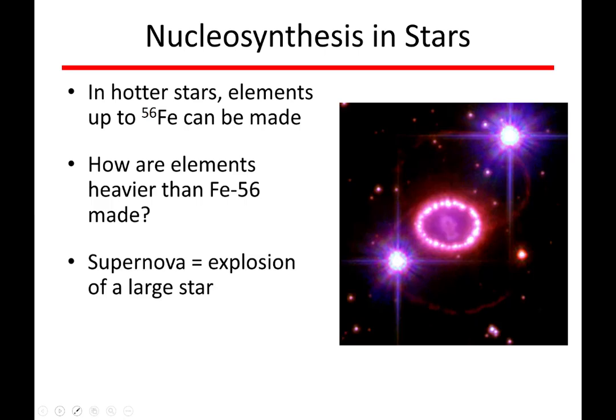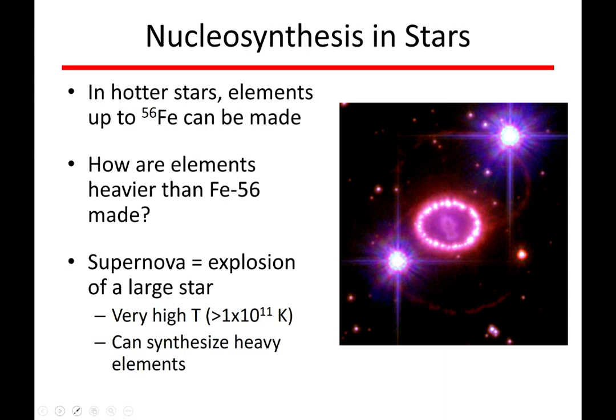Well, these elements come from supernovas, which are explosions of large stars, and during supernovas, temperature goes way up, somewhere on the order of trillions of Kelvin. And that will be a high enough temperature for you to overcome the activation barrier to fuse elements together to synthesize very heavy elements. And you can get every single element on the periodic table from nucleosynthesis processes that occur during supernova.